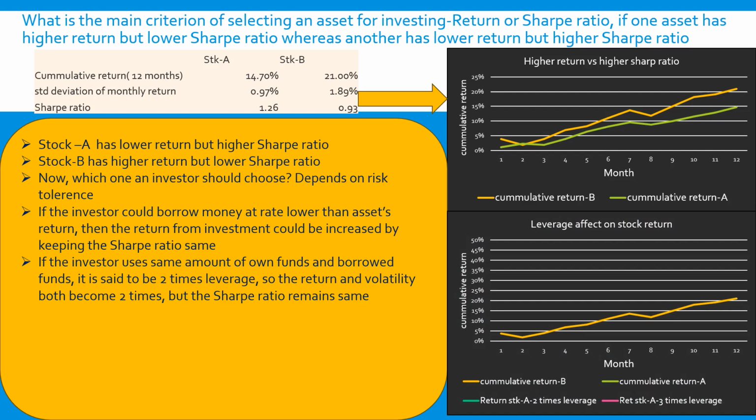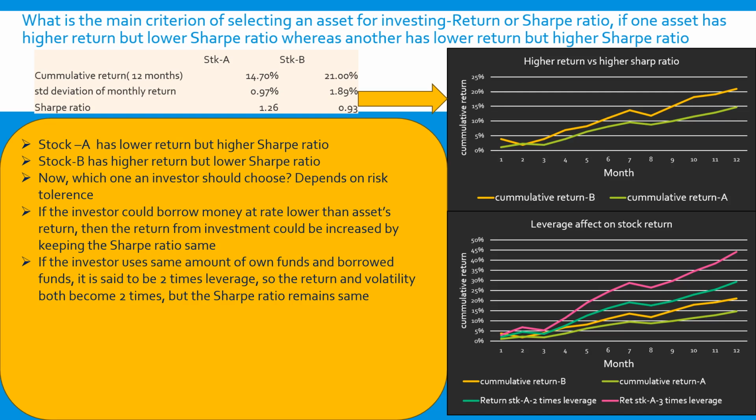Just say this is the cumulative return from stock B, which reaches up to 21%. This was the cumulative return from stock A. The cumulative return reaches up to 14.7%. Now this is the return from stock A if it is 2 times leveraged, that is, invested amount is equal to the borrowed amount. So the return becomes 2 times. Return and volatility both become 2 times, but the Sharpe ratio remains the same.